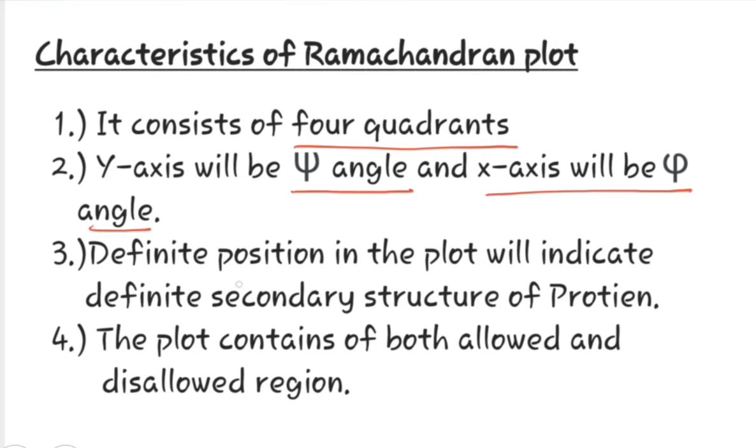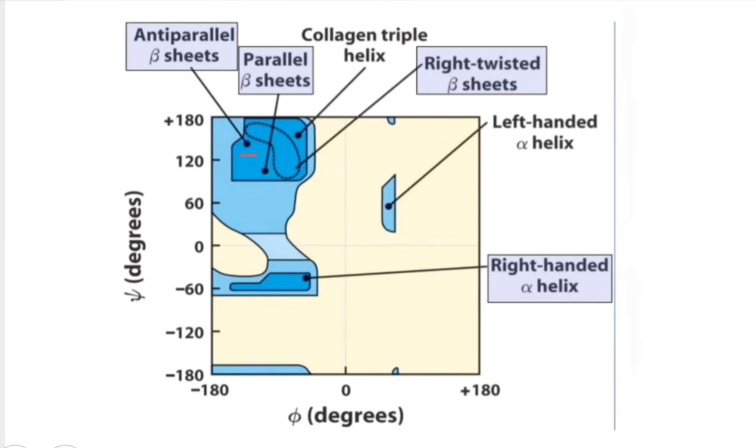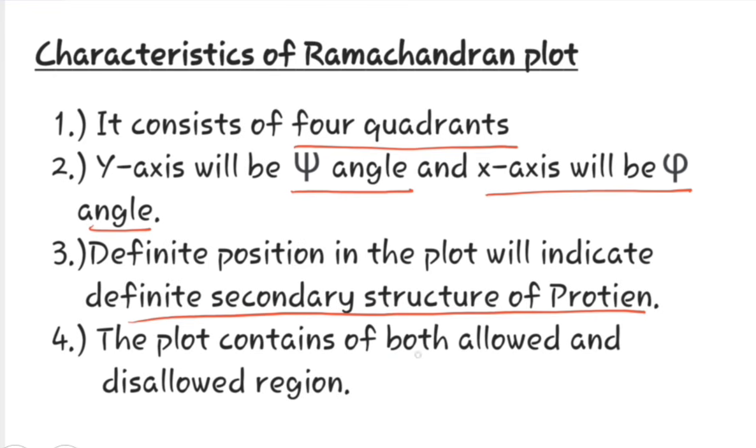Then third, the finite position in the plot will indicate the finite secondary structure of protein. This region in first quadrant indicates antiparallel beta sheets. Then this region in the first quadrant indicates parallel beta sheets. Similarly, in the second quadrant, this region indicates left-handed alpha helix, and in the third quadrant, this region indicates right-handed alpha helix. And the last fourth, the plot contains both allowed and disallowed region.